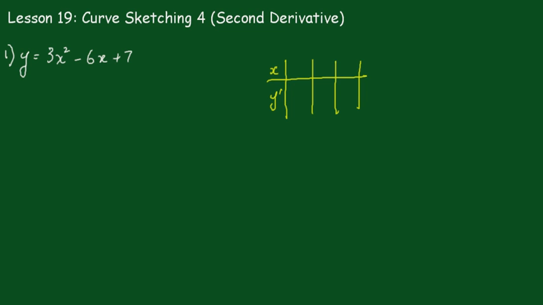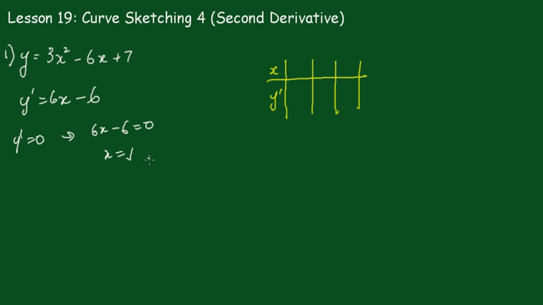Alright, this is lesson 19, curve sketching 4, using the second derivative. So we're going to differentiate this. We get y dash equals 6x minus 6. Now as before, we'll let y dash equal 0. So y dash equals 0. That gives 6x minus 6 equals 0. So x equals 1. Alright, so we'll have a stationary point at x equals 1.